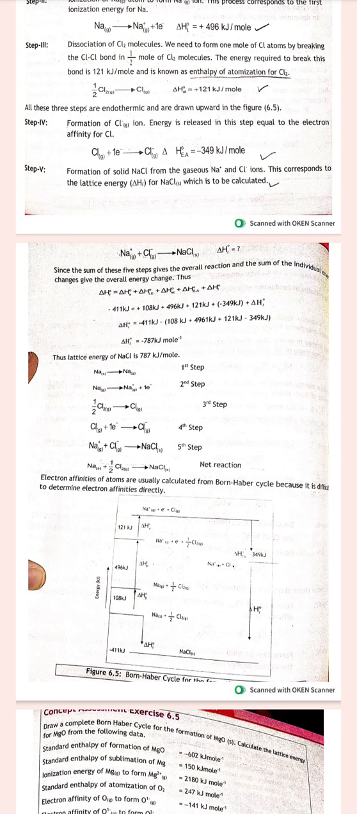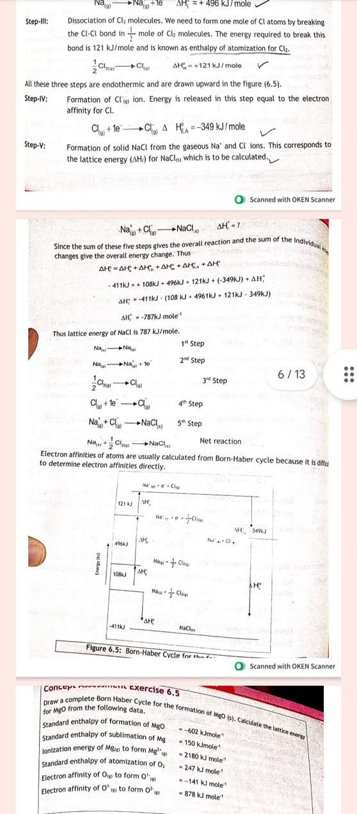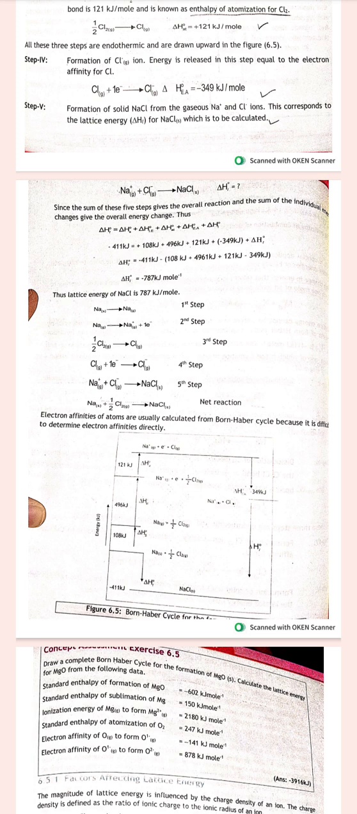After all these steps, these steps were endothermic, and now we have the exothermic step. In step 4, the chlorine will gain an electron and give us the ion, like we made the sodium ion, so we have to make a chlorine ion as well. So it will require minus 349 kilojoule per mole energy, and this energy will be liberated. Step 5 is the formation of solid sodium chloride from the gaseous sodium and chlorine ions. This corresponds to the lattice energy for NaCl, which is to be calculated.